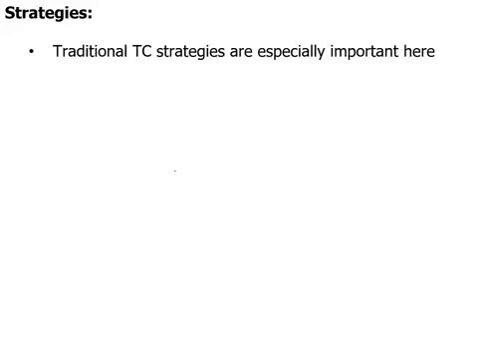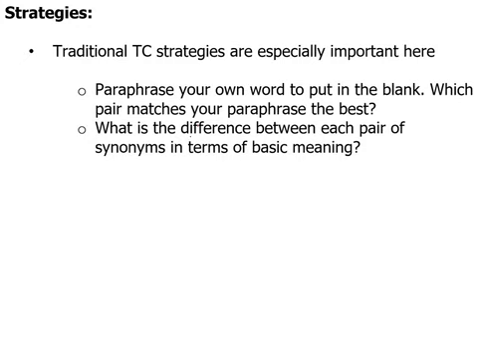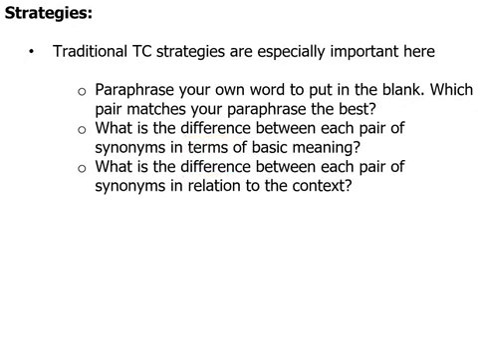So, what are strategies to make sure that you don't accidentally choose the opposite pair, because rest assured the GRE will try to trick you? Well, first, you want some traditional text completion strategies. Paraphrase and put your own word in the blank, and then look for the pair of synonyms that matches your paraphrase, the word you have in mind. Also, really think about the difference between each pair of synonyms in terms of basic meaning, just as you think about the difference between individual words in text completion. And what is the difference between these pairs of synonyms in relation to context as well as meaning?